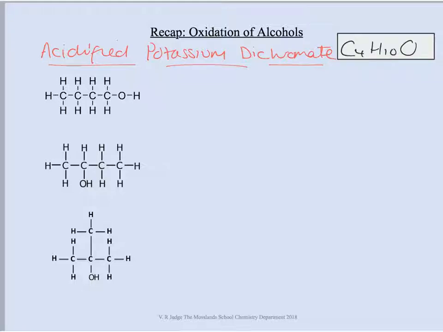So if we look at the first one, the primary alcohol, we're going to react it with acidified potassium dichromate, which I'm going to shorten to oxidising agent, written as capital O in square brackets. You would heat it, and then you would get an aldehyde. So 1, 2, 3, 4. So you'd get the corresponding aldehyde like that.